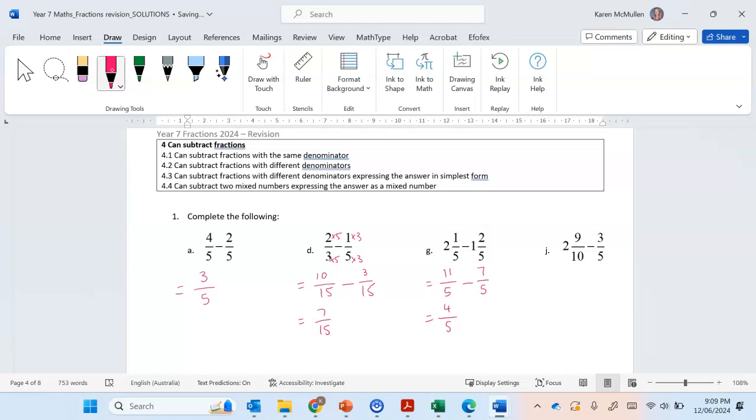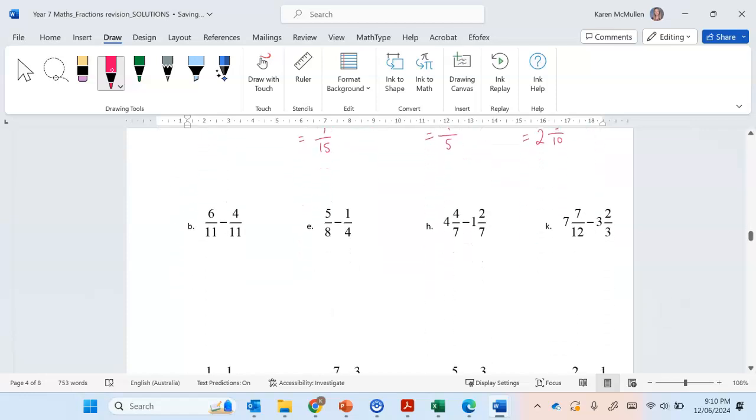All right, moving on to J. So we need to have the same denominators. So we don't have the same denominators here. So let's change it. So we've got 2 and 9/10 minus, so that's going to become 6/10. Now for this one, I don't need to change it to an improper fraction because I can see the second fraction is actually smaller. So I can do 9/10 minus 6/10, which is just 2 and 3/10. So changing it to an improper fraction is fine. It's just an extra step that's not really needed.